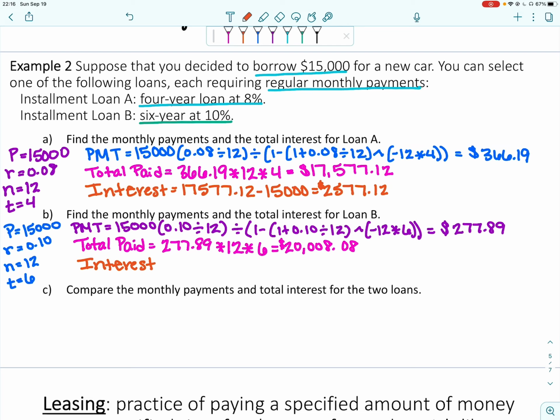So then the interest on this loan is $5,008.08. So comparing the monthly payment and the interest, same as last time, the shorter term loan has a smaller monthly payment and you pay less in interest.